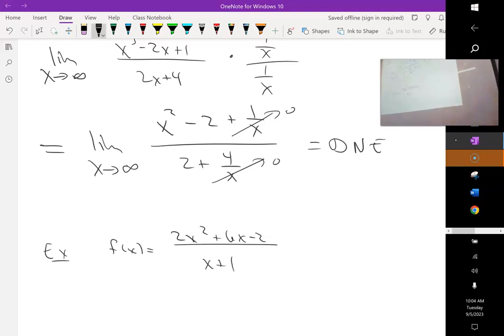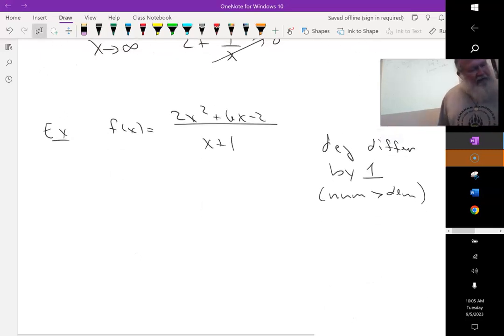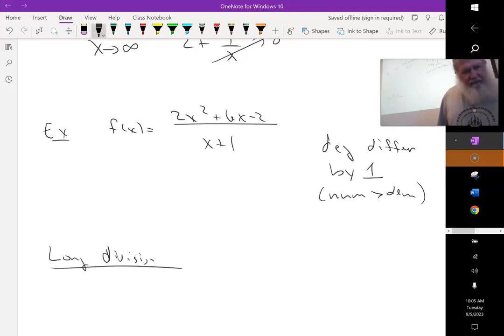And you notice what? The numerator is bigger, right? So it's going to dominate. How much do they differ by? The degrees. 1, right? So the degrees differ by 1. But the numerator is still what? Bigger than what? The denominator. Okay. So let's look at doing some long division.